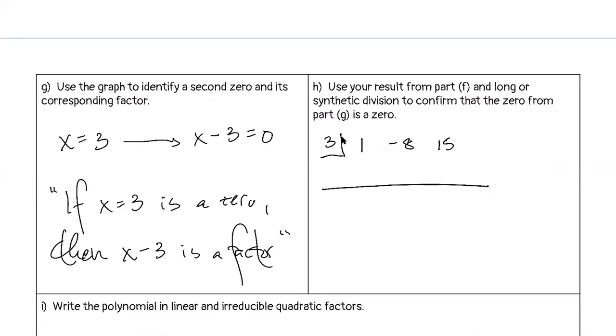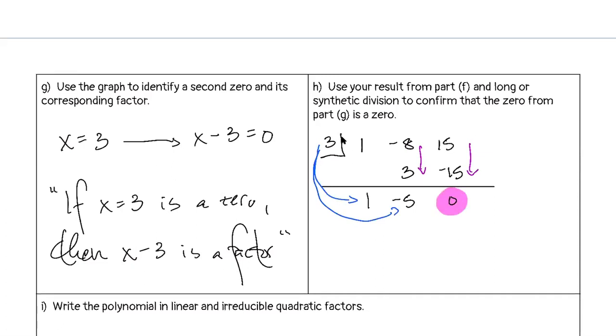Drop a line, skip a line, drop a line. Okay, I'm going to bring down that 1. I'm going to multiply. 3 times 1 gives me 3. I'm going to add. -8 plus 3 is -5. I'm going to multiply. I get -15. And when I add those two, I get 0.